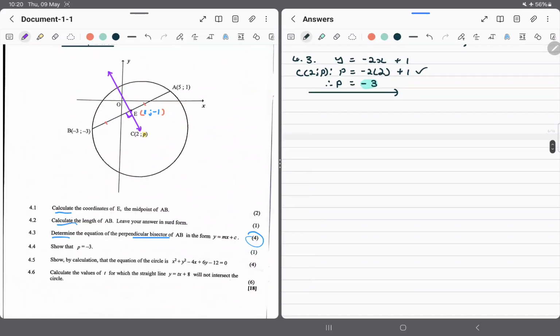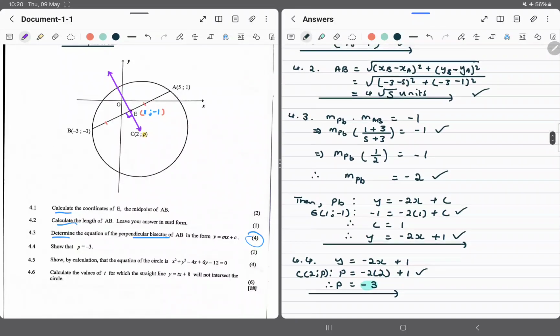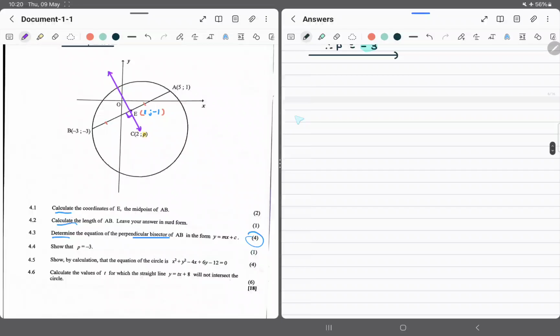So this was 4.4. So that was 4.3, again. I repeated, okay? 4.5 says, show by calculation that the equation of the circle is this one. Okay, not a big deal. Now we know the coordinates of the center P is -3.